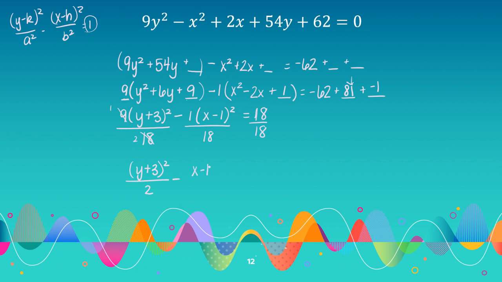So I'm going to leave this as (x - 1) squared over 18, and that's going to be equal to 1. Now my lovely equation is in standard form, and I'm ready to tell what's the center, what's A, what's B, find my vertices, my co-vertices, all of that fun information, okay?